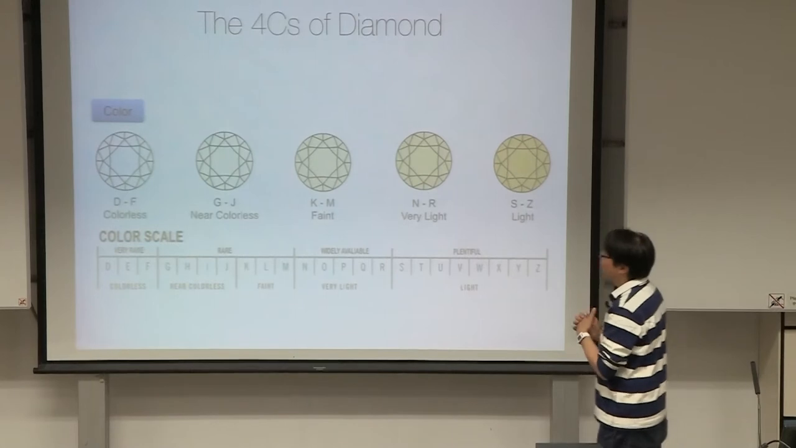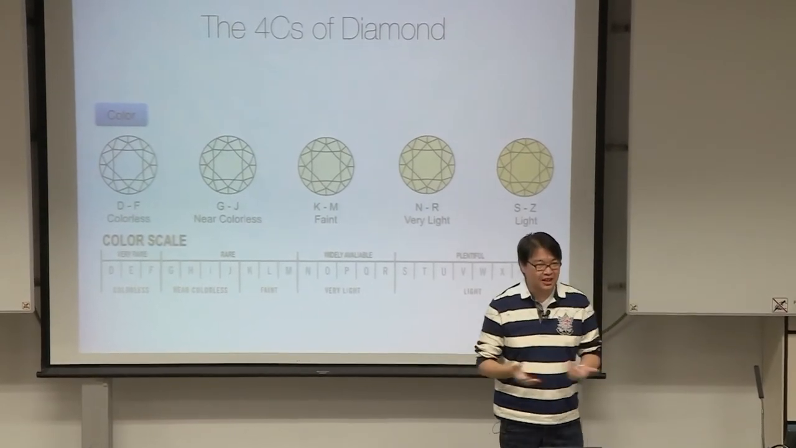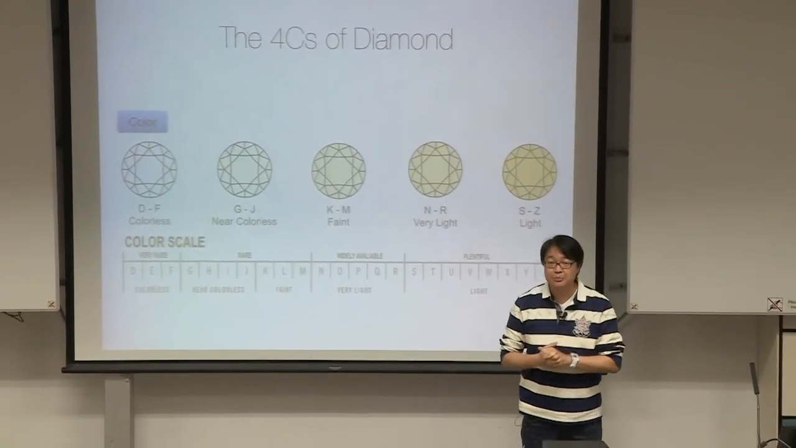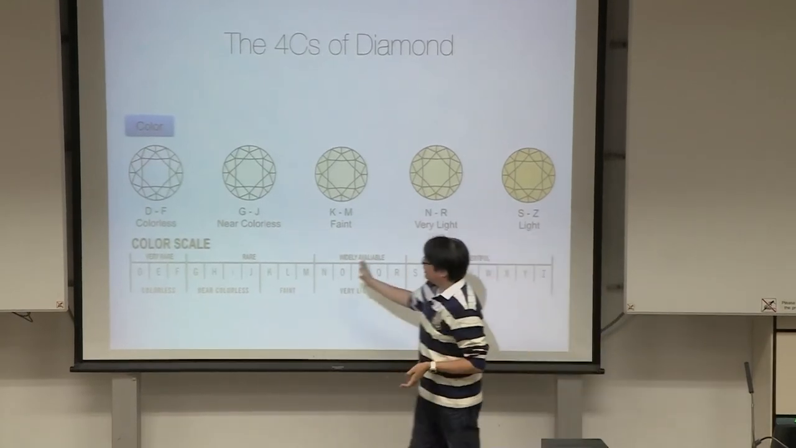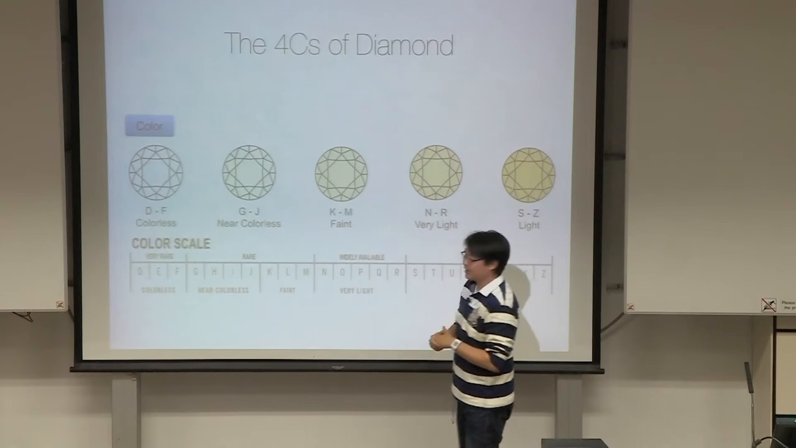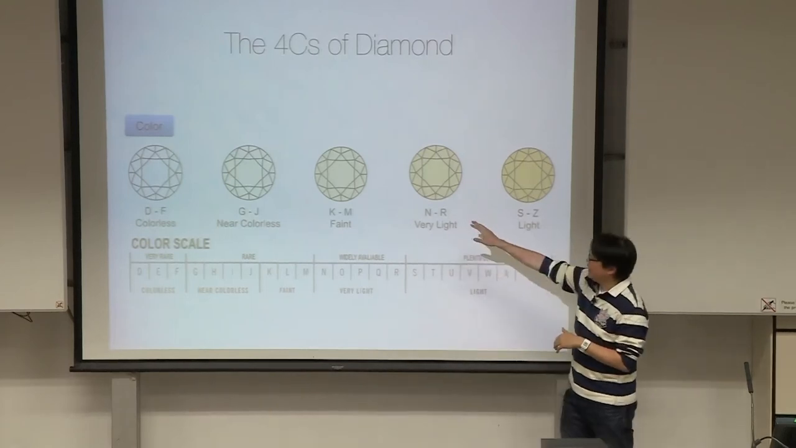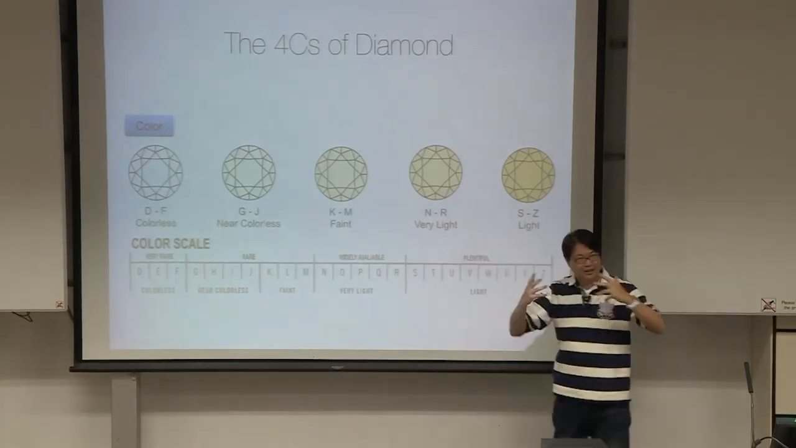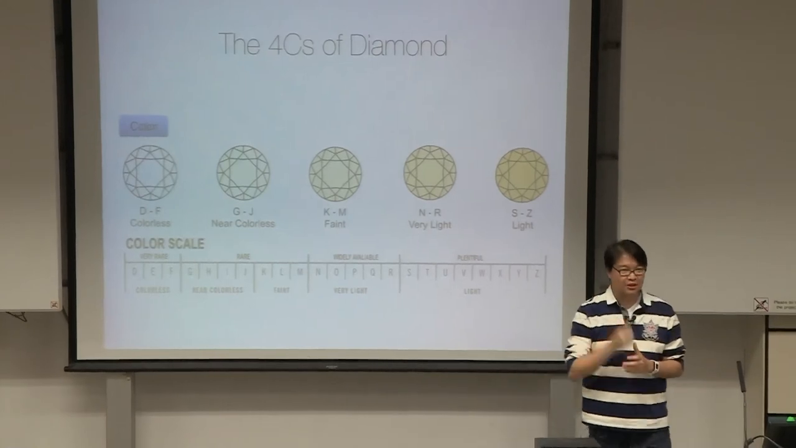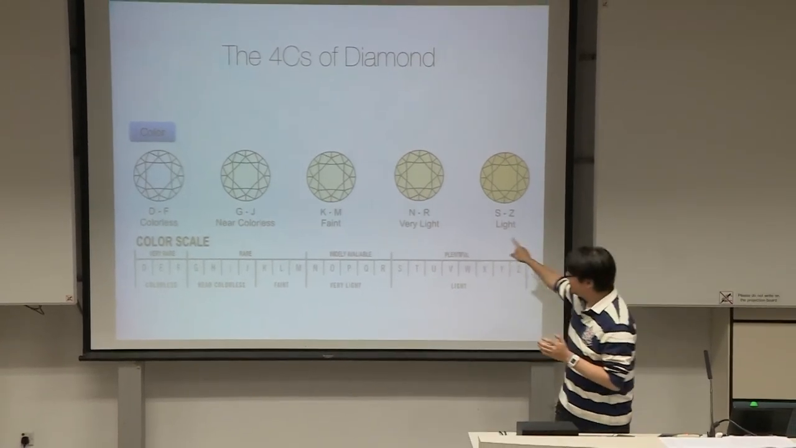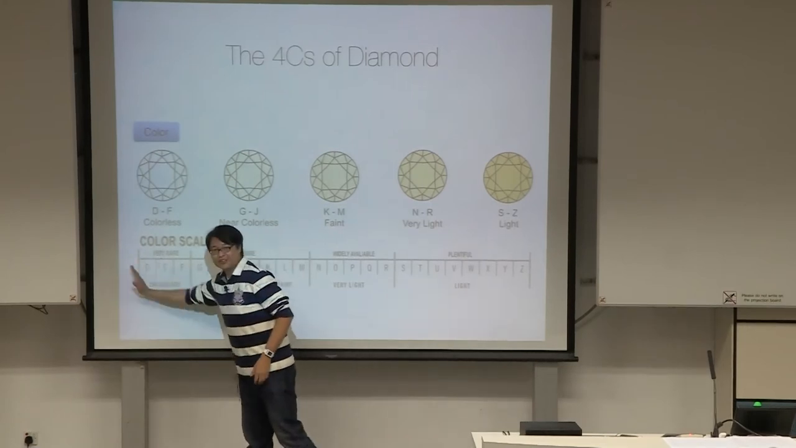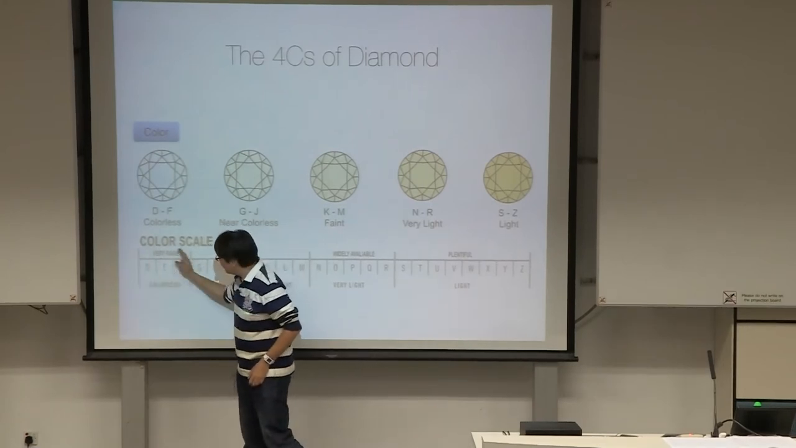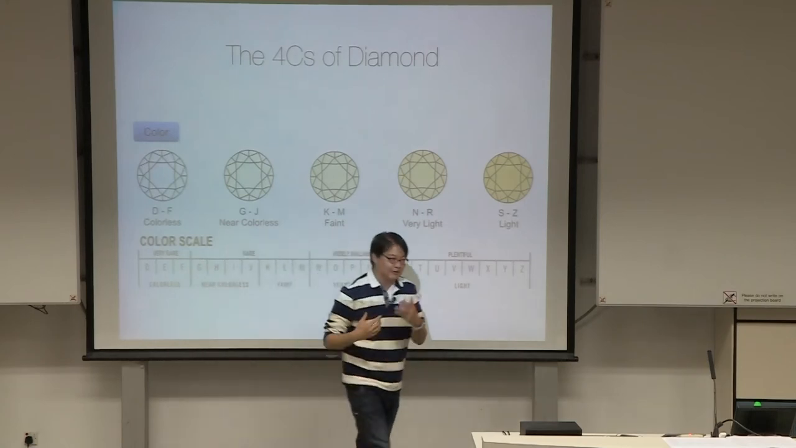Okay, color. Color obviously is very important. To Chinese and to Asian people, the color is actually very important. For color, they have a scale, and D, E, F is colorless, and then it goes to a little bit lighter color and so on. So there are different colors. To Chinese, again, being here, it's very, very important. This is very, very rare. This is very, very hard, so very expensive. But over here is some of the things that people are looking for.